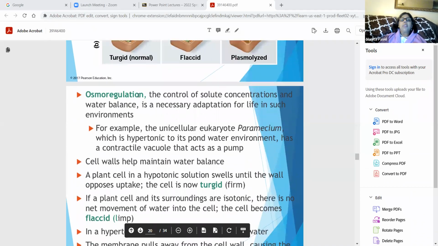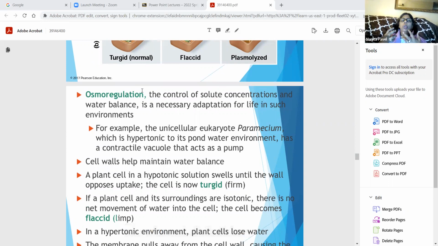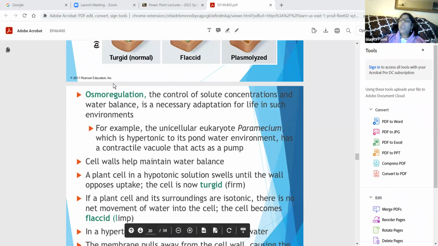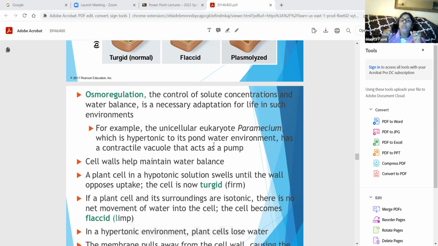So let's look at what's osmoregulation. Osmoregulation is the control of the concentration of the solutes and the water balance, which is very essential for life to exist in different environments. Where do we see osmoregulation? Not in ourselves, but mainly in lower organisms like the protist, as in paramecium, which is hypertonic to its pond water environment. And paramecium has this contractile vacuole, which acts as a pump to expel the water. And that's how the cells are going to maintain their water balance.